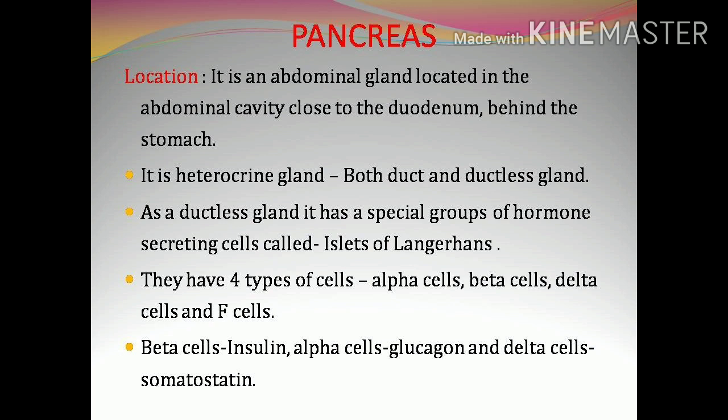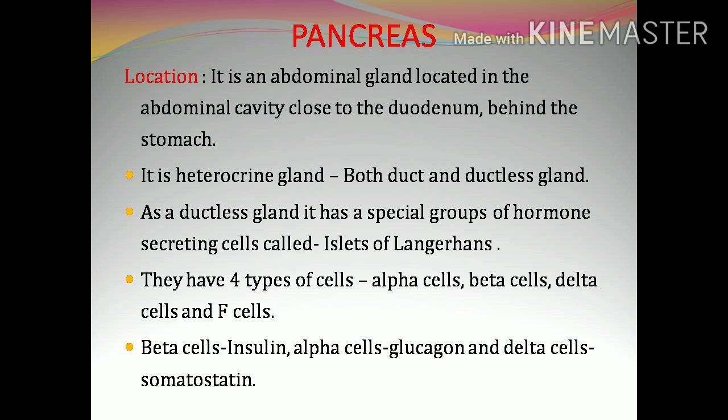It is yellowish in color, and this pancreas is called a heterocrine gland because it acts as both a duct gland as well as a ductless gland. It secretes both hormones as well as enzymes.